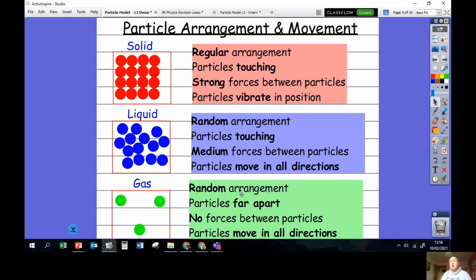In a solid, because the particles are in neat rows or lines, we say the particles are in a regular arrangement. For GCSE, you can't write that they are in neat rows. We need to start using the proper science words, and that word is that they are in a regular arrangement. The particles are all touching, and the forces between the particles are very strong. It is very hard to pull the particles in a solid apart from their neighbors. The particles vibrate in position.